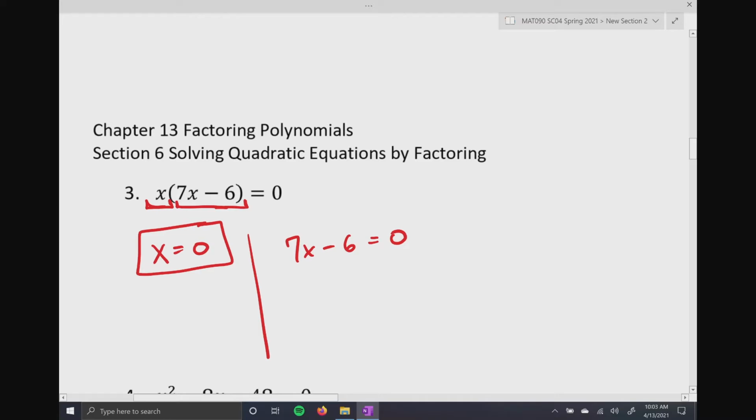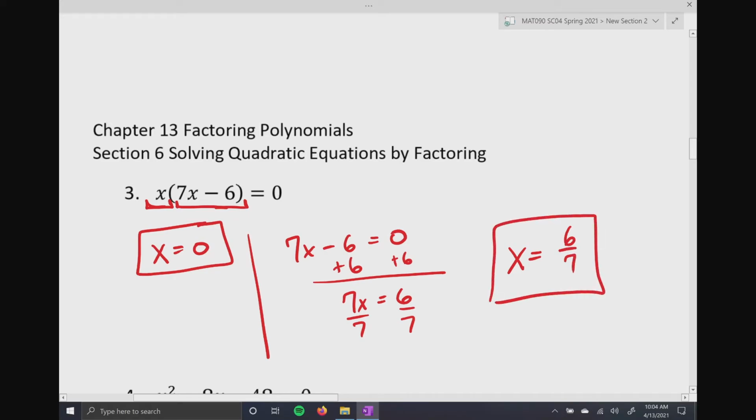The second one requires a little bit of math. We add 6 to both sides. And then we divide both sides by 7. To give me x equals 6/7. All right? How are we looking so far? Pretty good? Pretty straightforward? All right.